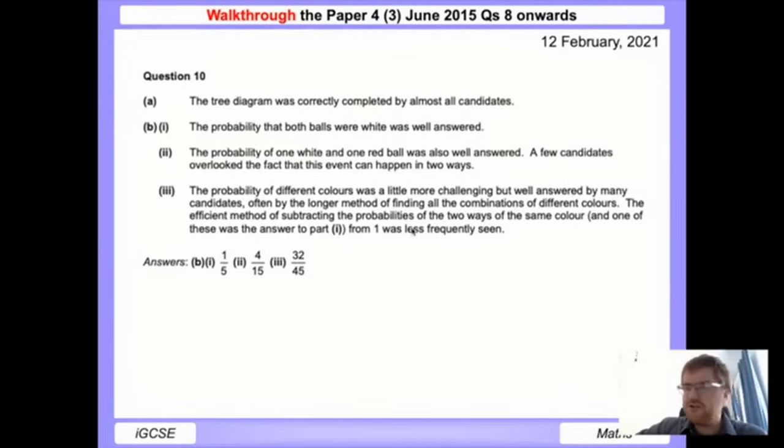But notice this question is generally well answered, so you need to be getting all the marks here to make sure you're heading for those top grades.